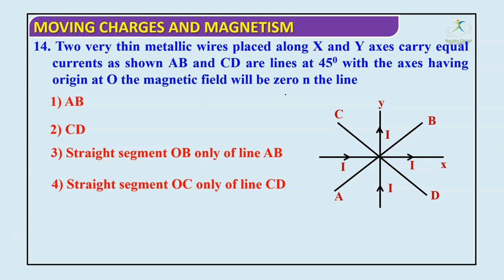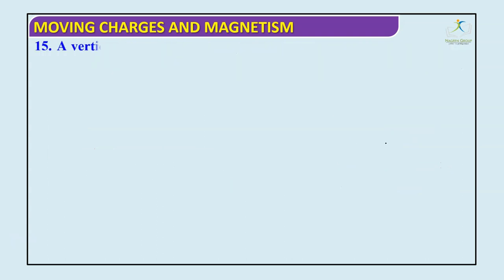The question is: AB and CD are lines at 45 degree with the axis having origin O. So the magnetic field will be 0 on the line. So magnetic field where it will be 0, we have to calculate for that particular line: AB, CD, straight segment OB only of line AB, straight segment OC only of line CD. So the correct answer for this question is AB. Okay, because as you can see, there will be no current which passes through here. Moving ahead with the next question.